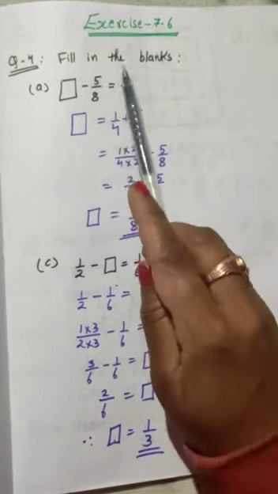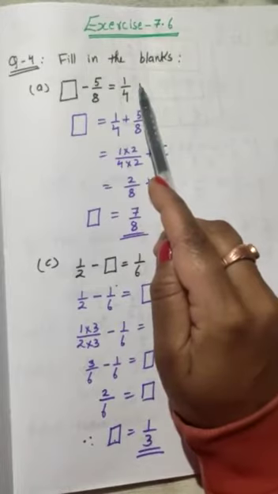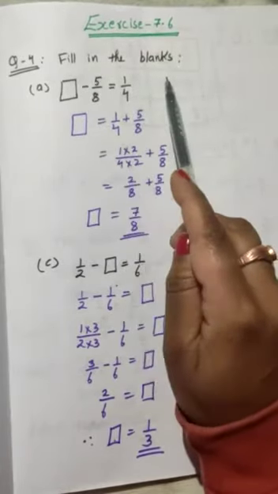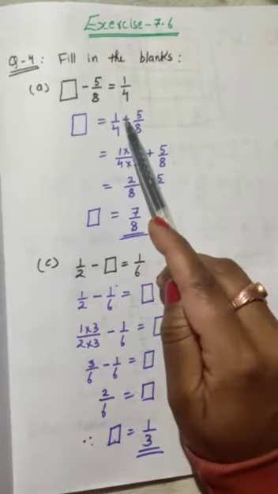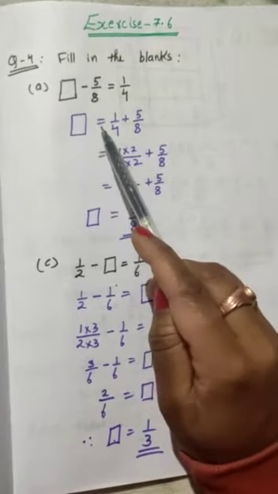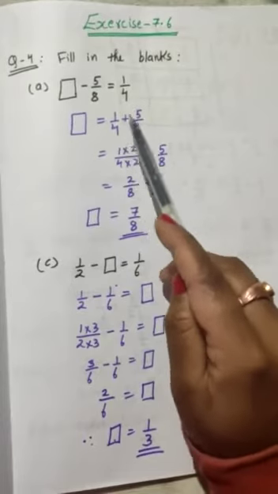So what you have to do is shift this minus 5 by 8 to the right hand side. And you know when it changes the side, the sign will become opposite. So if it is minus 5 by 8, it will become plus 5 by 8 on RHS. So box is equal to 1 by 4 plus 5 by 8. Now you just have to simply solve this.